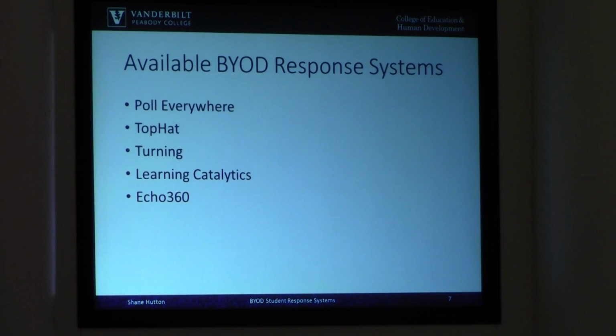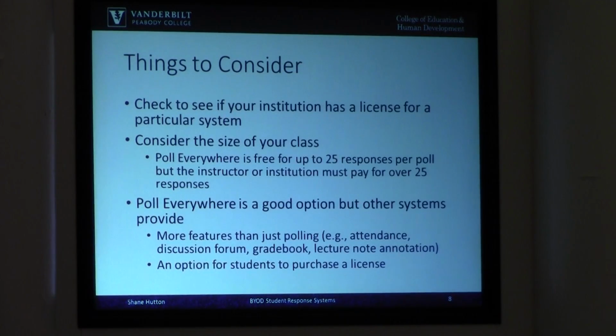All of these different systems have different features and different things that you can use, and it's really a personal preference as to which one you want to use and adopt for your class. But some things you might want to think about when looking at these different systems is, first and foremost, does your university or institution have a license for one of these systems? Institutions across the country right now are adopting licenses for some of these systems, including Vanderbilt. We're going to be adopting a license here next year, hopefully.